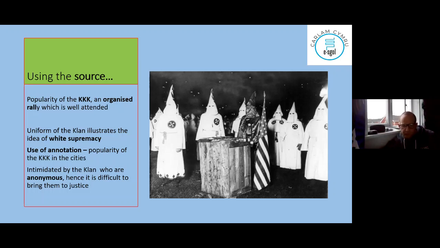We can also see from the source that the Klan are intimidating, they are anonymous as well, hence difficult to bring them to justice. You can see a Grand Kleagle there in the middle of the picture, as in showing a local leader of the KKK. And of course, you can see the American flag, implying that they are doing America's work to purify America. If you look carefully in the top right-hand corner, I believe that's an image of a burning cross, implying that the Klan are doing God's work. So that's a part of the source extracted.